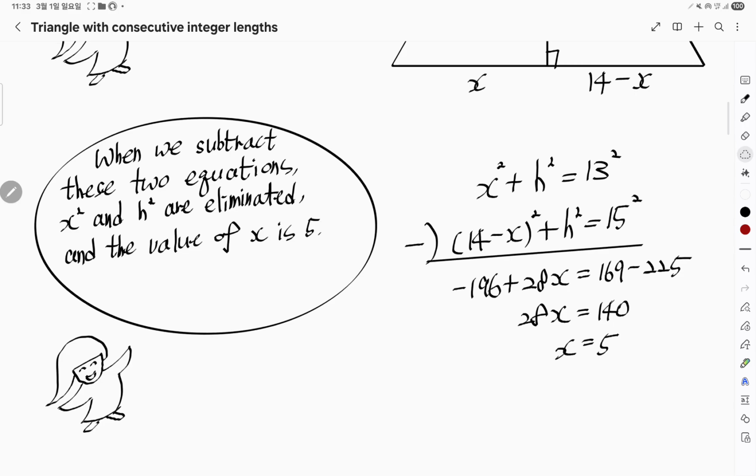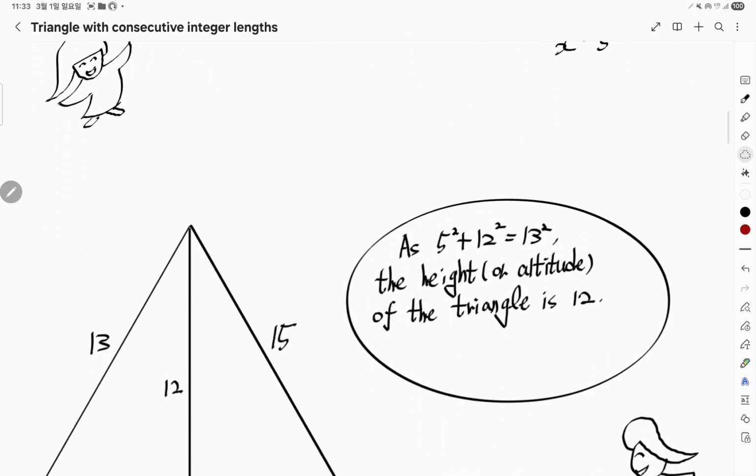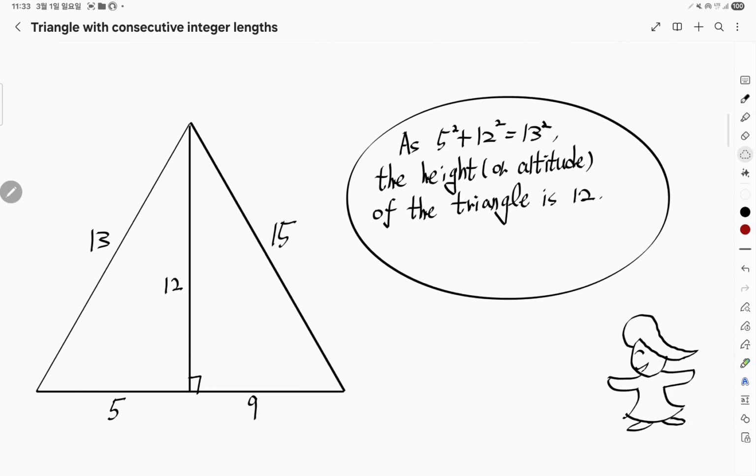When we subtract these two equations, x squared and h squared are eliminated, and the value of x is 5. As 5 squared plus 12 squared is equal to 13 squared, the height, or altitude, of the triangle is 12.